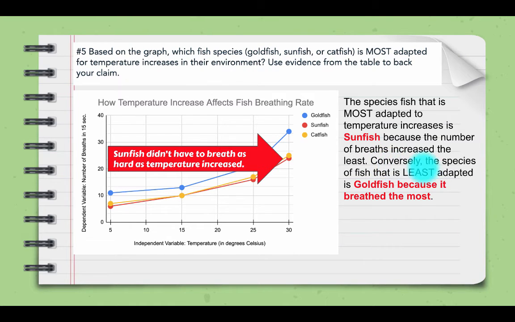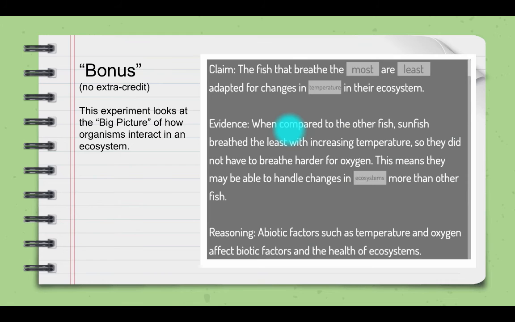Conversely, or oppositely, the species of fish that is the least adapted based on this data is the goldfish, because it breathed the most. Now, we can't ever just say that that is absolutely the case because there might be other factors going on, but according to this data and what we're specifically looking at, we can make that inference. We can infer, even though we would need to do more tests to really look at that correlation to see if there's more than just correlation. It would be causation. But right now we're just looking at that data trend to make that inference.